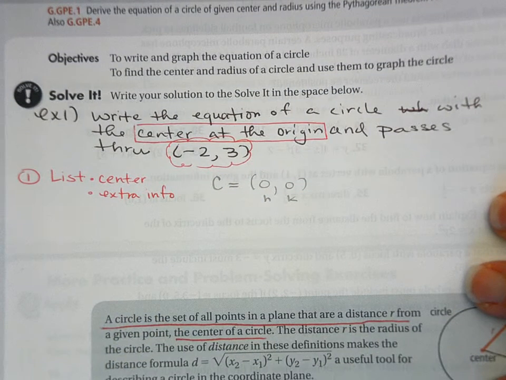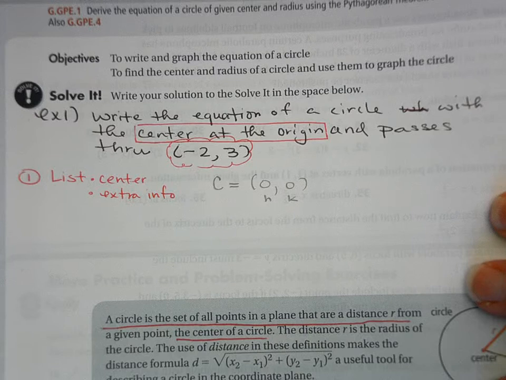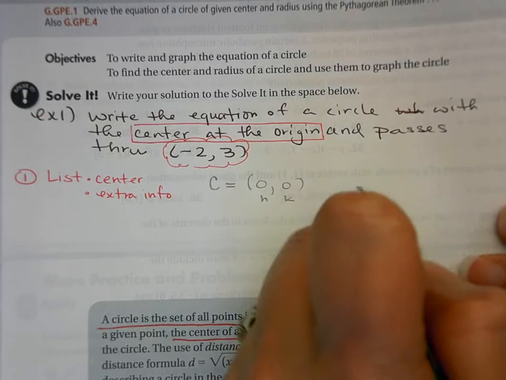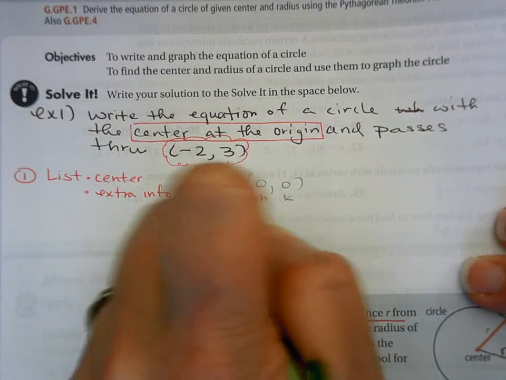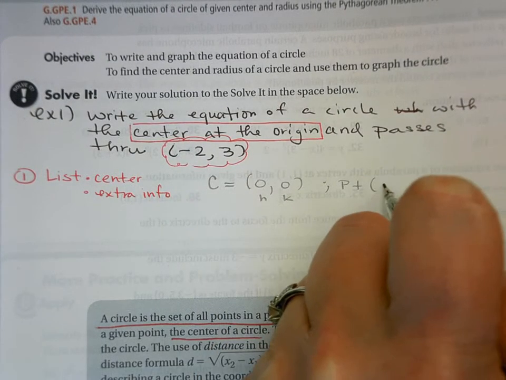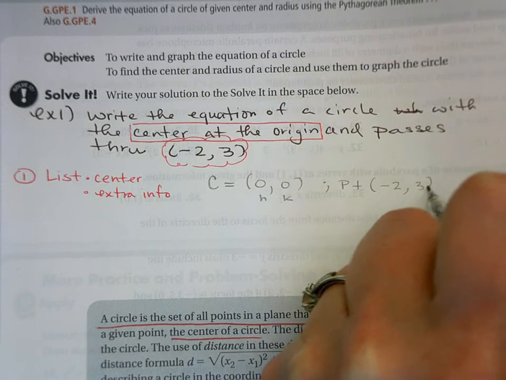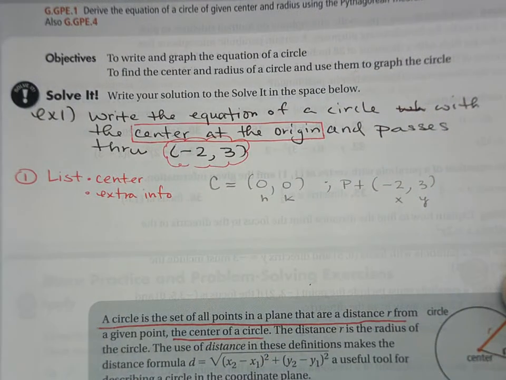So that's our (h, k). It's like the vertex on a parabola, or a start point on a line. So our center is our (h, k), and it's at the origin. And then the extra information they gave us: they didn't give us a radius, but they gave us an extra point. So the point they gave us was -2 and 3, so that's our x and our y value. So we're going to substitute in the information that we know.